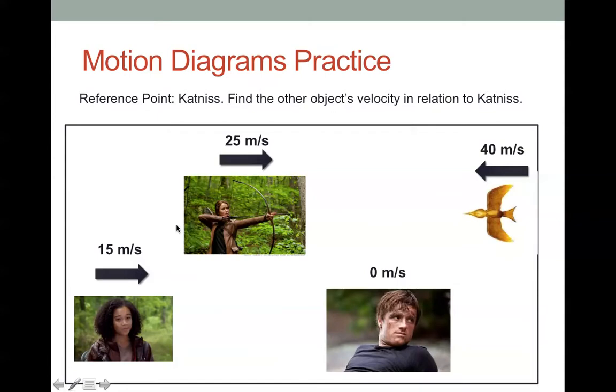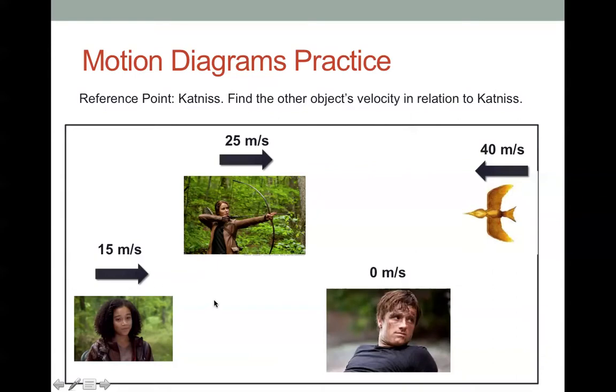And then Rue is going the same direction as Katniss, so we're going to subtract. So 25 minus 15 gives us 10 meters per second. So Katniss thinks Rue is traveling at 10 meters per second. And then the direction's kind of tricky. Because Rue is going slower than Katniss in the same direction, we know Rue will never catch up to Katniss, right? Just because of their speeds. So for that reason, Katniss will have to be looking back to the left towards Rue because they'll be getting further and further away from each other. So Katniss thinks Rue is going 10 meters per second to the left.